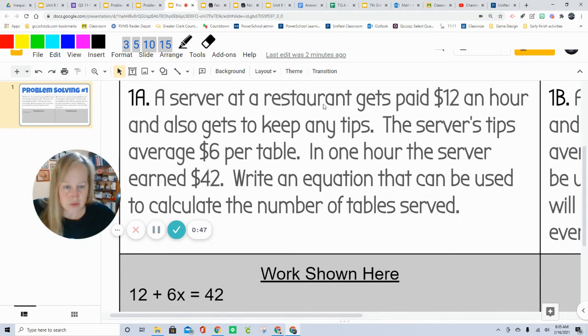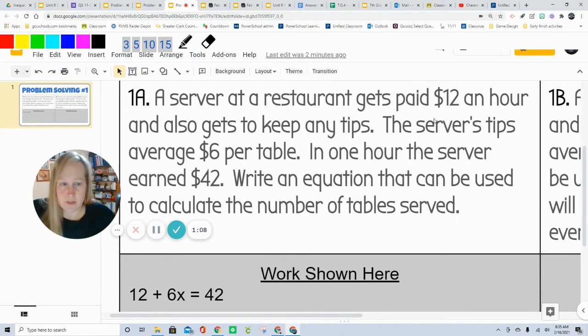A server at a restaurant gets paid $12 an hour and also gets to keep tips. The server's tips average $6 per table. In 1 hour, the server earned $42. Write an equation, so that means an equal sign, that can be used to calculate the number of tables served.